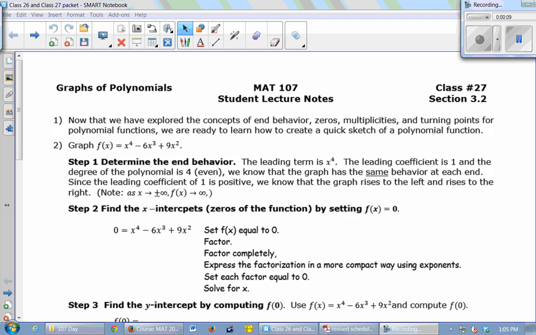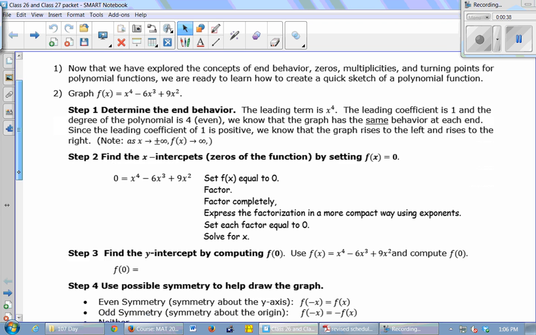Okay, so on Monday we started talking about polynomials, and we talked about end behavior. We talked about finding zeros, which are x-intercepts, and multiplicities of zeros, and turning points, those places where you go from increasing to decreasing or decreasing to increasing. So we're now ready to learn how to create a quick sketch of a polynomial function. We even did a little bit of this on Monday, but today we're just going to formalize it.